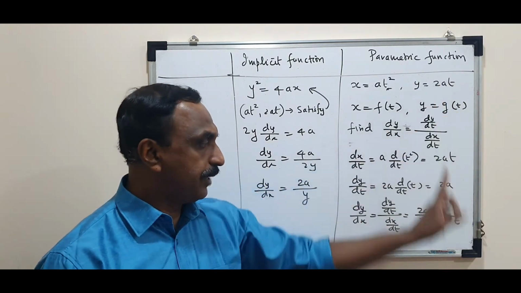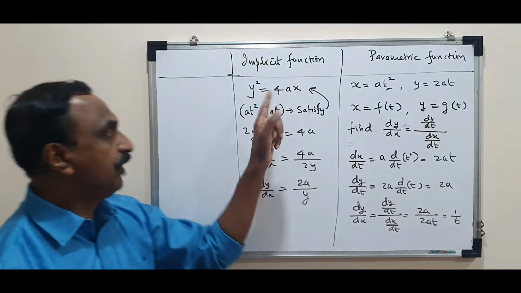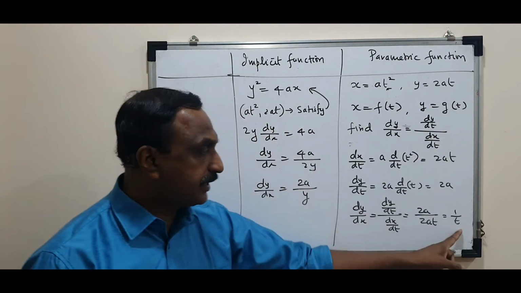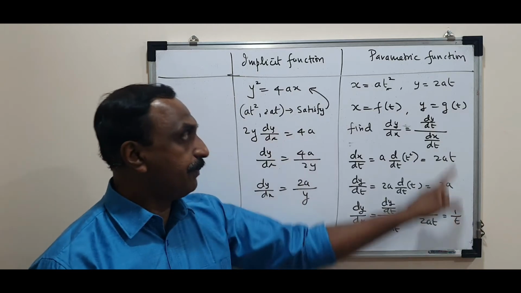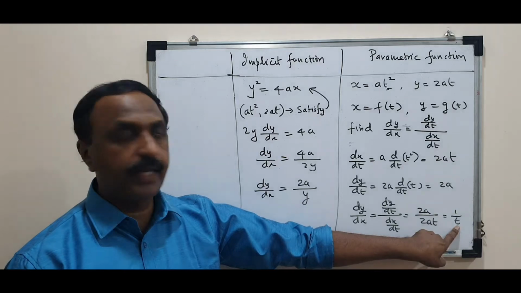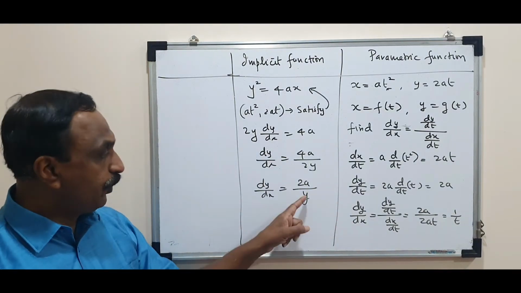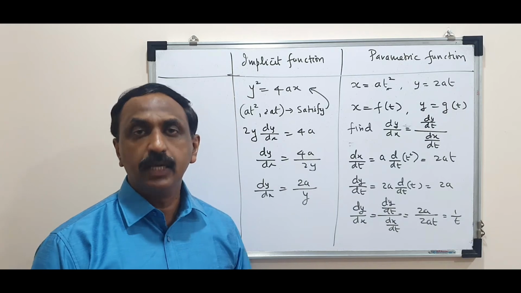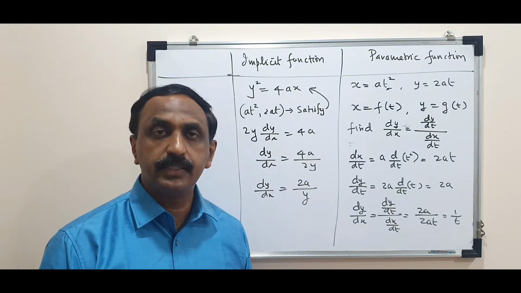If you want the answer in parametric form, use this method. If you want the answer in x and y, you can use this method. You can also eliminate the t and make it into this. For example, t is what? y upon 2a. If you replace t as y upon 2a, you will come to this. If you replace y as 2at, this will become this. So both mean the same. Depending on your answer, we use this method.